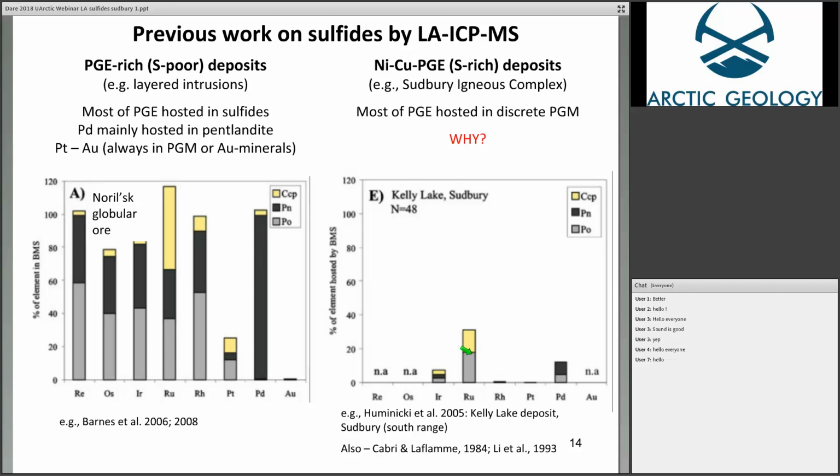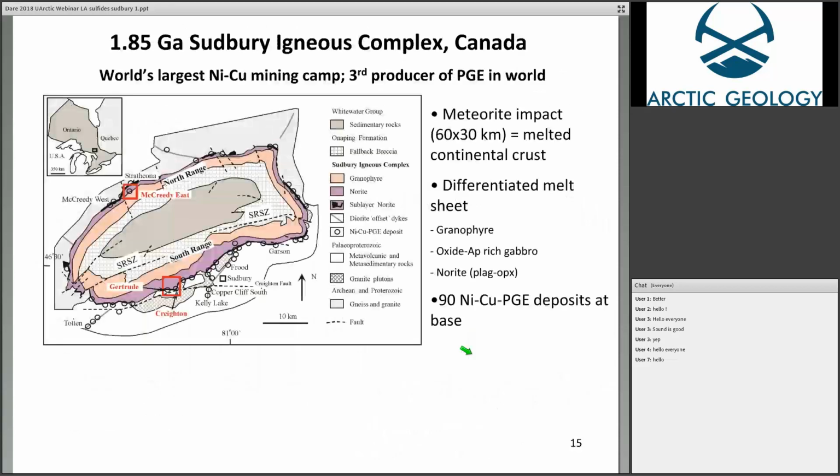So the question is, why are the PGE hosted in platinum group minerals at Sudbury in a nickel-copper-PGE deposit, whereas most of the PGE are hosted in sulfides in PGE-rich deposits? So that was kind of the reason why we started the work on Sudbury.